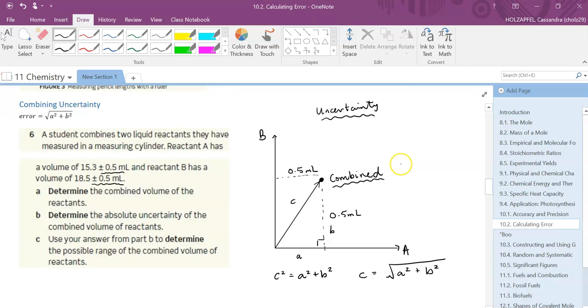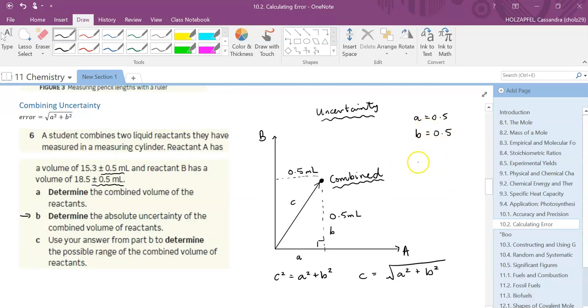So let's go ahead and do the error. So this is going to be question B here, determine the absolute uncertainty of the combined volume of reactants. And luckily for us, we have A is equal to 0.5 and B is equal to 0.5. So to find this error term, when we've added this, we're going to substitute into the formula, the square root of A squared plus B squared. Always doing FSA, formula, substitute, answer. So next, substitute in the values that we know. So we know that A and B are both 0.5, luckily.